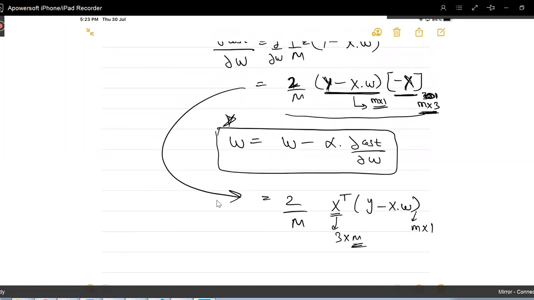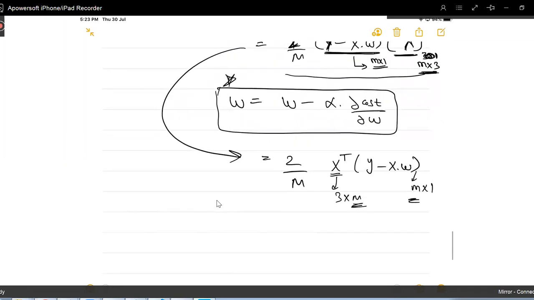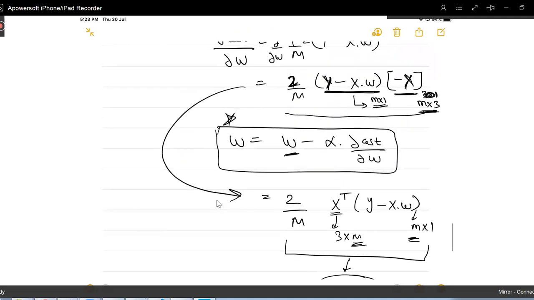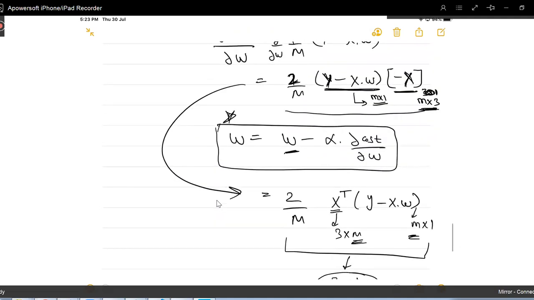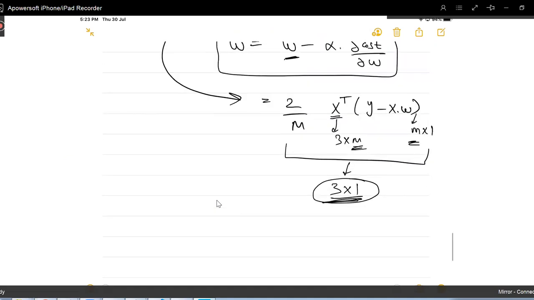So the resultant that I will get will be of size 3 into 1. And why is this 3 into 1? Sorry, this will not be 3, this will be 4 now, because I've added 1 to this. I have added 1, so this will be 4 into 1.